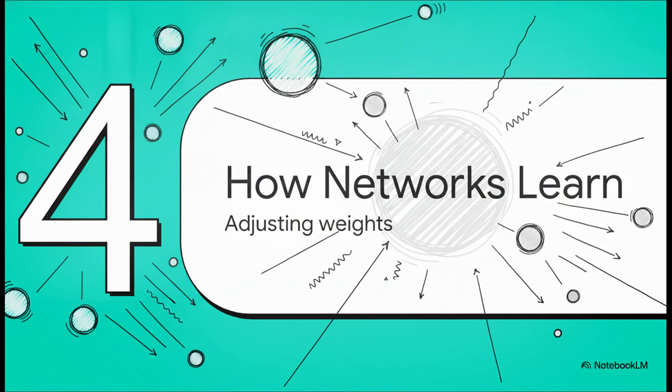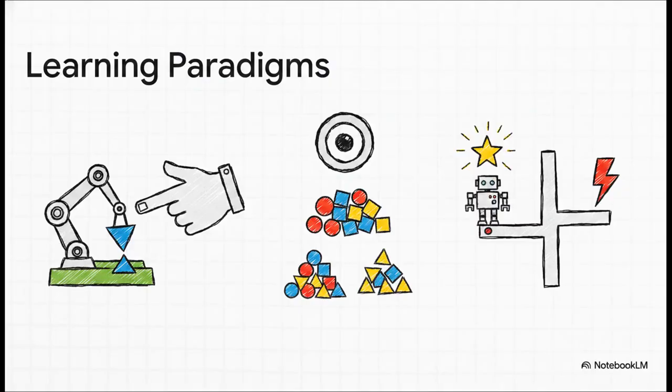Okay, Section 4. How neural networks learned. Let's look at adjusting those weights and finding patterns. According to our source material, a network actually adjusts its weights through one of three learning paradigms. First up, there's supervised learning. This is kind of like having a teacher. The network makes a guess, the teacher checks that actual output against the desired output, generates an error signal, and the network corrects itself. Second is unsupervised learning.